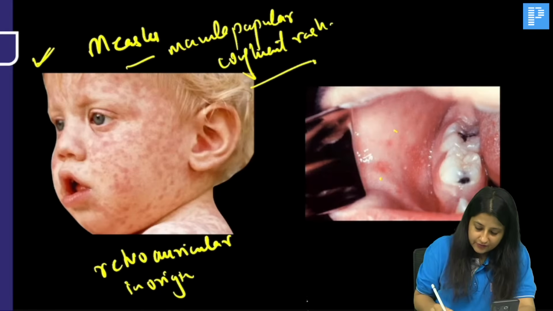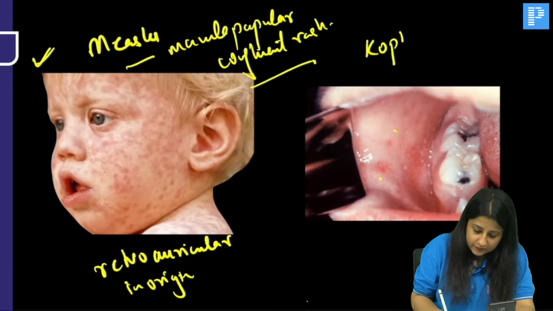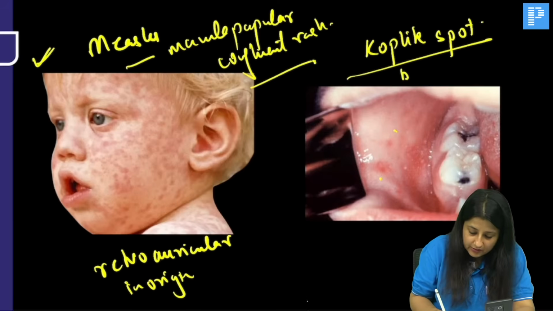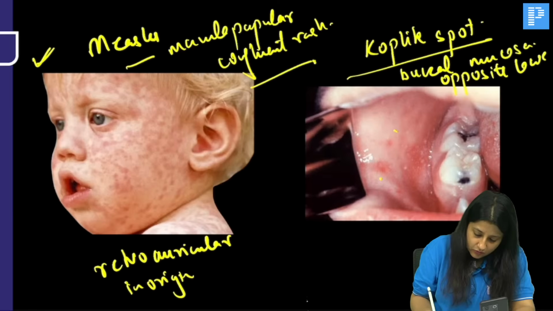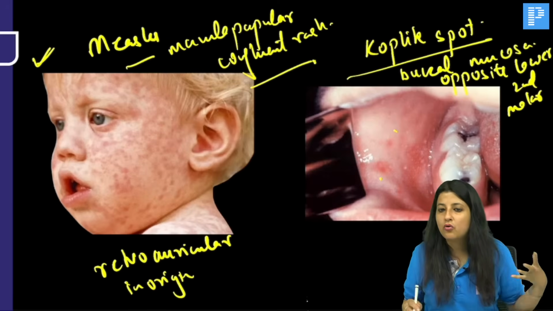This image over here, the areola type things that you can spot out, this is Koplik spot. This appears in the buccal mucosa opposite the lower second molar, not the upper second molar. Buccal mucosa opposite the lower second molar. Now remember one thing: it comes in the prodromal stage.